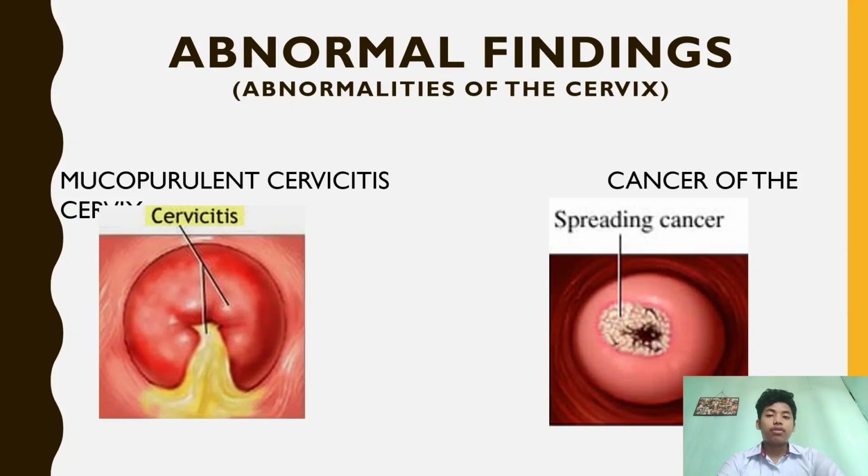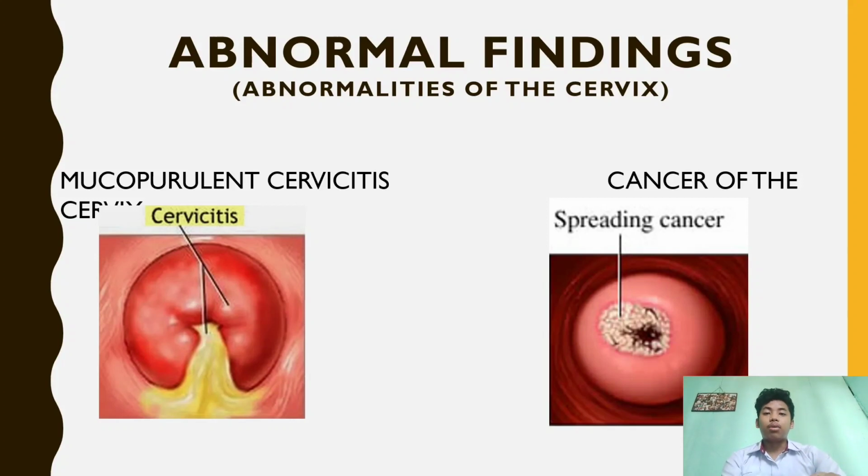Next is cancer of the cervix. A hardened ulcer is usually the first indication of cervical cancer, but it may not be visible on the ectocervix. In the later stages, the lesions may develop into a large cauliflower-like growth. A Pap smear is essential for diagnosis.